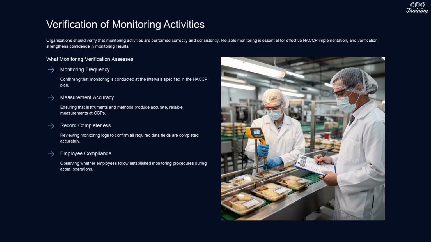Organizations should verify that monitoring activities are performed correctly and consistently. Reliable monitoring is essential for effective HACCP implementation, and verification strengthens confidence in monitoring results. Monitoring verification assesses frequency, measurement accuracy, record completeness, and employee compliance. These activities ensure that instruments and methods produce accurate, reliable measurements at CCPs, and that records are complete and accurate. Verification also checks that employees are following established monitoring procedures during actual operations.